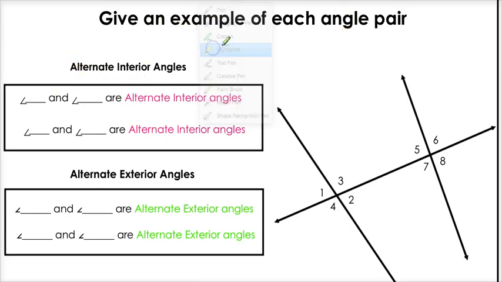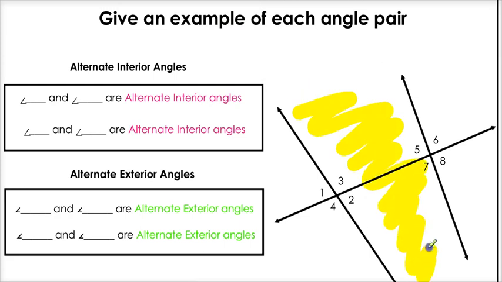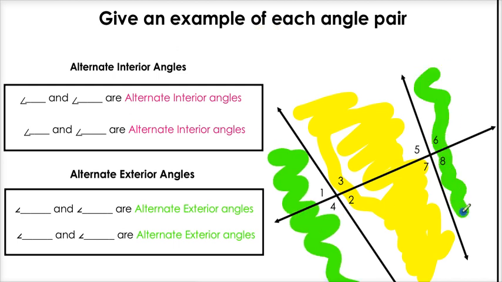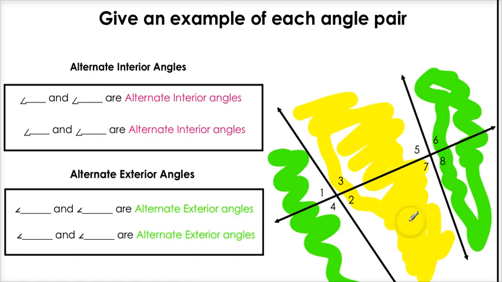So, my recommendation is take out your highlighter, highlight the interior, alright, that's my nice interior, and highlight your exterior, okay? So my alternate interior angles have to be in the interior, so they're going to be on the inside, and opposite sides of this transversal. Alright, here is our transversal.